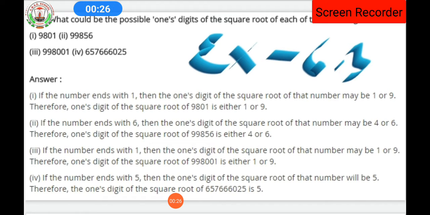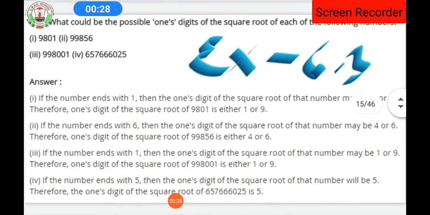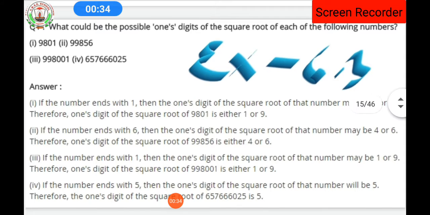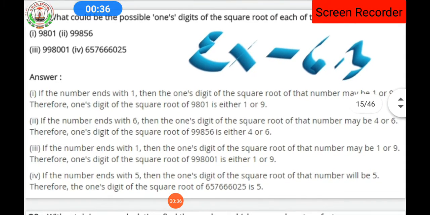Here we are having the revision question first. What could be the possible ones digit of the square root of each of the following numbers? Here we are having the numbers 9801, then 99,856. These are the numbers we are having. Here it is asked what could be the possible ones digit of the square root of each of the following.